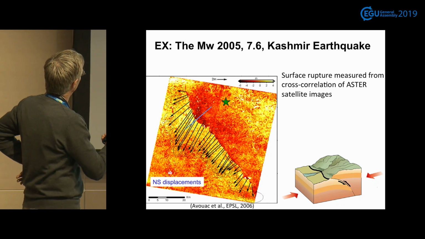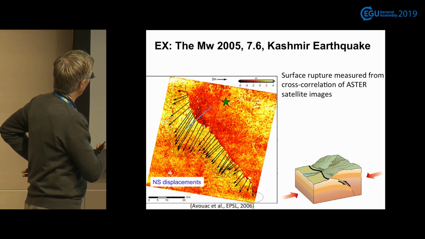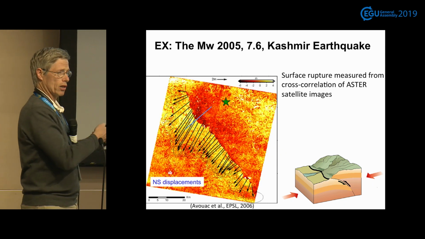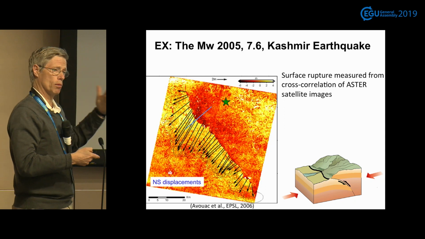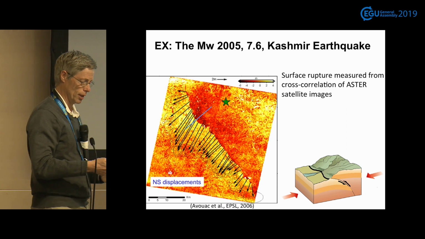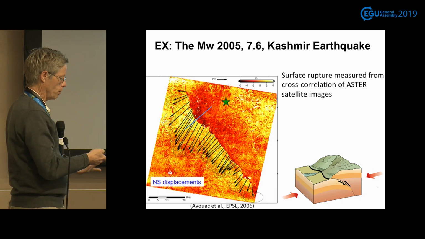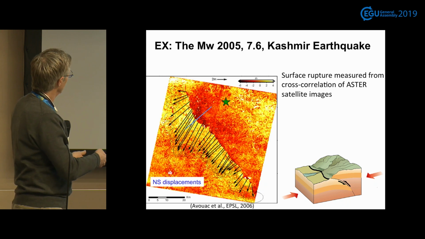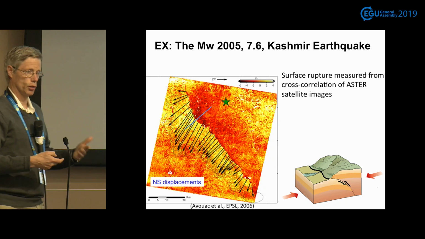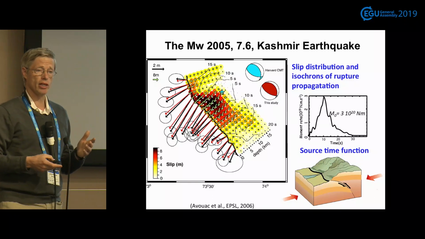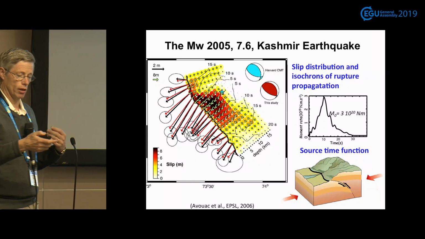That particular earthquake ruptured the ground over a distance of about 85 kilometers. This kind of data provides you information on the fault, where the earthquake happened, and on the amount of displacement. In that case, you can see that the Himalayan range was thrust over India by about 5 meters on average during that earthquake. When you combine with seismology, you can say something about the time history of the rupture.